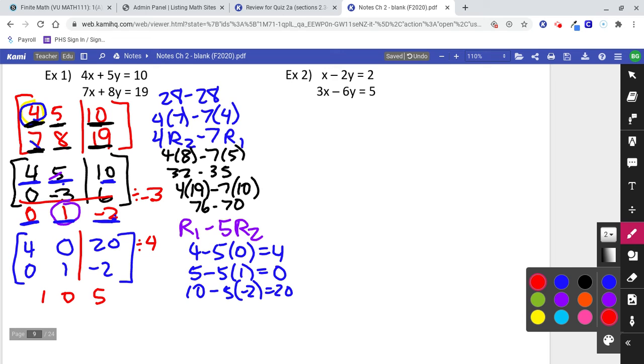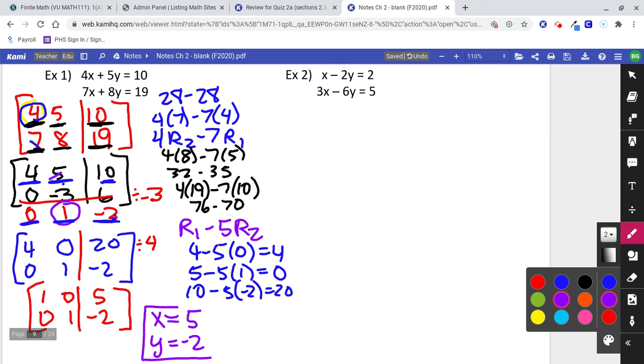I forgot my vertical bar. And you'd have 0, 1, negative 2 on the bottom there. Which tells me that my final answer, you can see the top row says x equals 5, and the bottom row says y equals negative 2. Now, I know that's a lot to process for the first one. Okay, it seems like an awful lot of work, but once you get going, it goes a lot faster. It always takes me a lot longer to explain it.